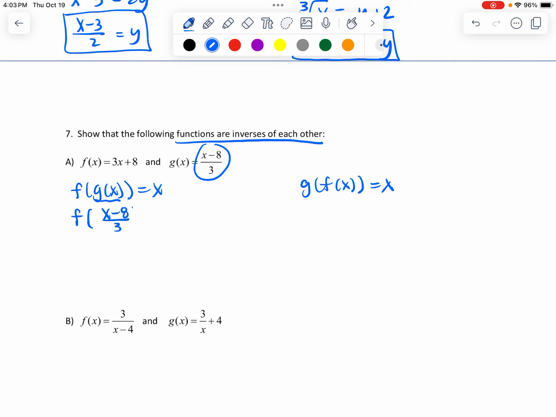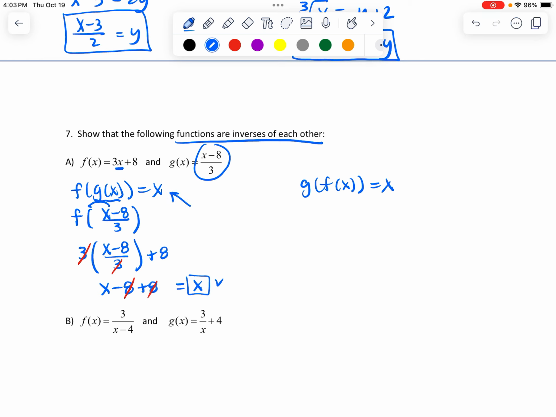So it's (x minus 8) over 3. Now this just means plug (x minus 8) over 3 into f. So here's f. Wherever I see an x, I'm going to replace it with (x minus 8) over 3. So this is going to be 3 times (x minus 8) over 3, and then plus 8 on the outside. And now let's do some canceling here. So notice the 3's are going to cancel, leaving me with an x minus 8 plus 8. And on this one, the 8's are going to cancel, leaving me with just an x. And you guys notice that is exactly what I wanted, right? I wanted it to equal x.